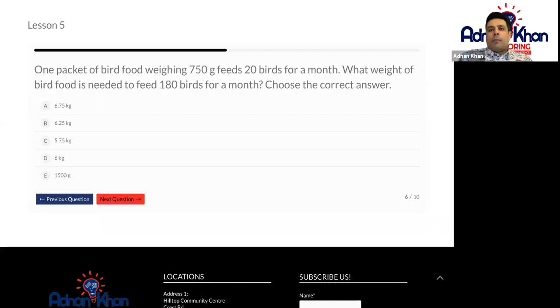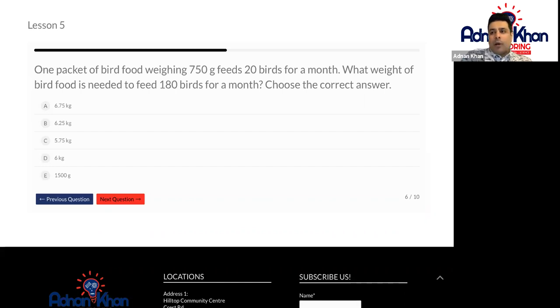And question number 6, 1 packet of bird food weighing 750 grams feeds 20 birds for a month. What weight of bird food is needed to feed 180 birds for a month? Now, when you come across these questions, I would actually read each question at least 3 times, because when you read a word problem for the first time, it doesn't always make sense. You have to read it at least 3 times or even more just to break down the question and what it means.